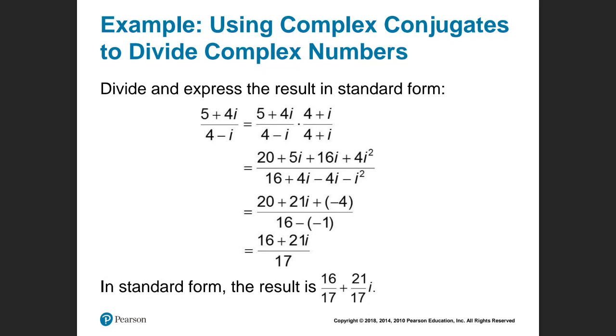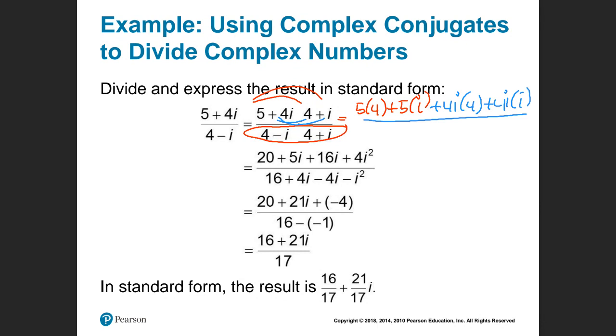Our goal is to get a real number in the denominator, right? So now we just use FOIL. 5 times 4, next, plus 5 times i, the next one 4i times 4, and next 4i times i.